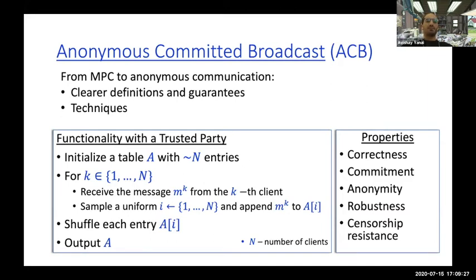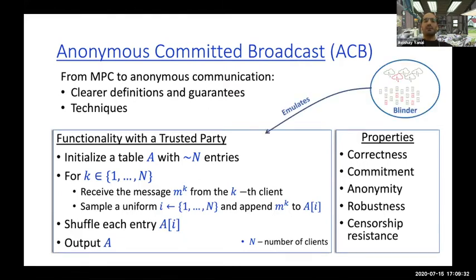So our claim is that Blinder, our protocol, emulates the operation of a trusted party, and emulation is an MPC notion, which means that the emulating protocol and the execution with the trusted party have the same security guarantees. So whatever we can achieve with the functionality when implemented using a trusted party is also achieved when implemented using the protocol.